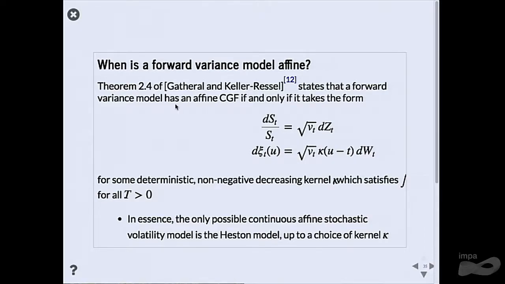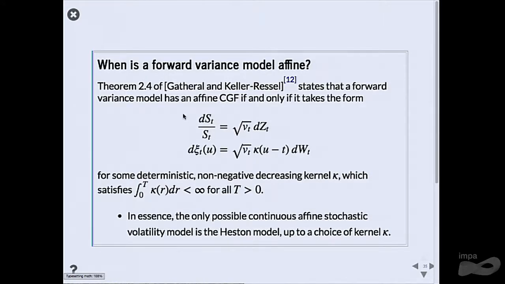So in a paper that I did with Martin Keller-Ressel this year, one result is to characterize when a forward variance model is affine. And it turns out a forward variance model is affine if and only if it can be written in this very simple form. So again, we have Black-Scholes, and then we have some process for the instantaneous variance, and it has to be in this form. In other words, we have some kernel, kappa, and we always have square root of v. And notice that it's not the whole forward variance curve that appears in the dynamics of an affine model. It's only the square root of the instantaneous variance.